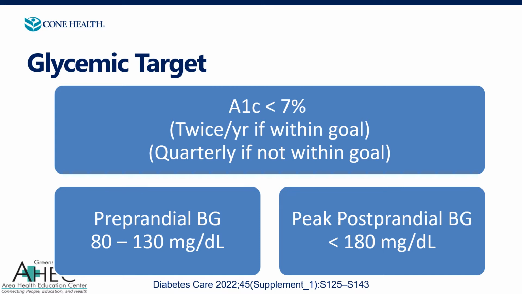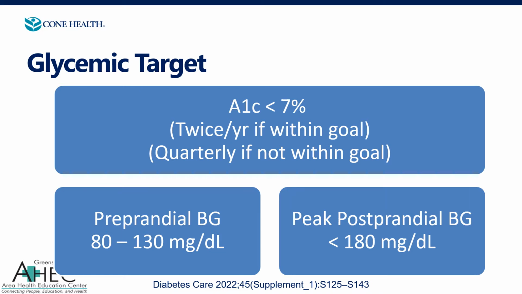For the A1C, that's a measure of their average blood glucose over 3 months, and the general goal is to be less than 7%, and this helps to reduce any negative outcomes we're trying to avoid with unmanaged diabetes. And this is recommended to be checked twice per year if a patient is within that goal. However, if they're not, then it's recommended to check that quarterly or every 3 months.